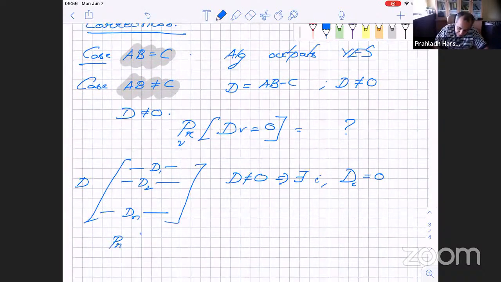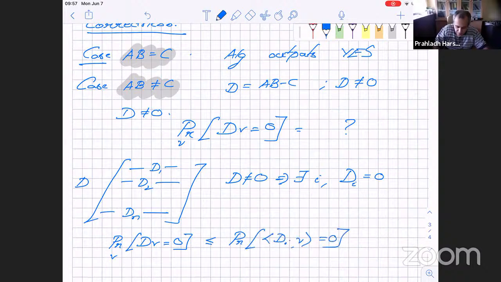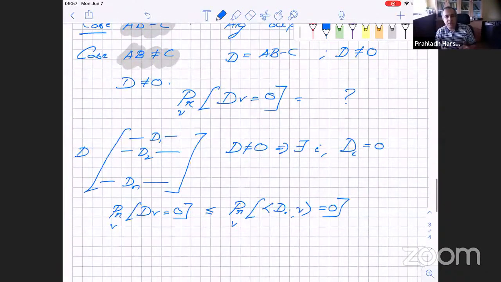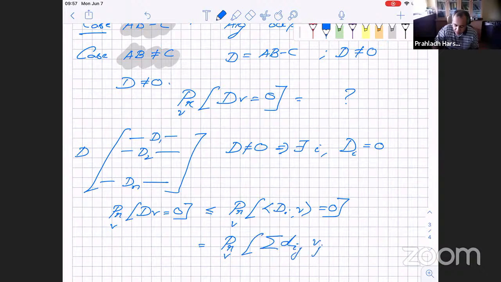So the probability that DV is equal to 0 is certainly less than or equal to the probability that the inner product between Di and V is equal to 0, because at least this row should be 0. It is an even smaller event than this. Now what is Di·V? What is the probability of this? This is just the summation of Dij Vj.